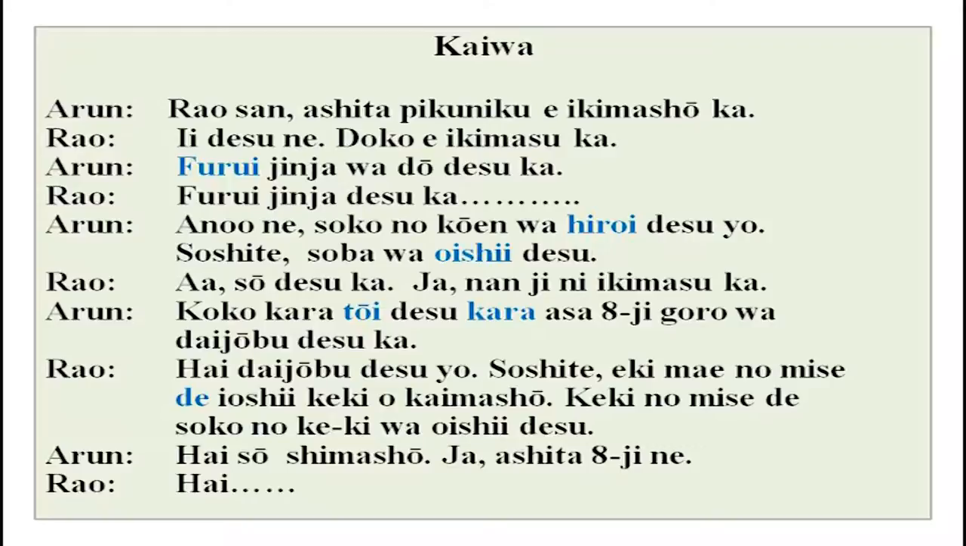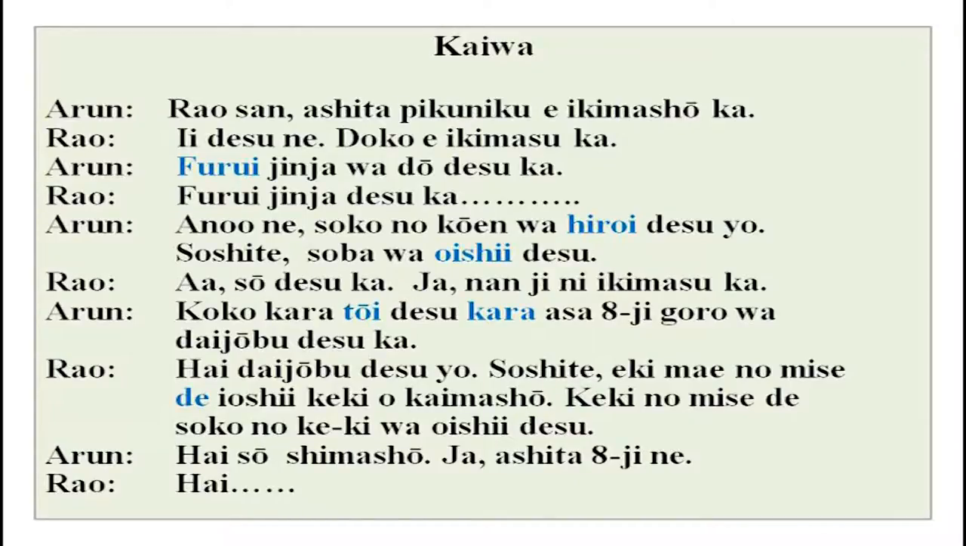Furui jinja wa dou desu ka? How about an old temple? Furui jinja desu ka? Why do you want to go to a furui jinja? Ano ne. If you remember, we did this expression, ano. Ano is when you are trying to tell about something, trying to attract someone's attention or trying to talk about something. Then you will use ano ne. Ano ne, soko no koen wa hiroi desu yo. It's very, very big and huge and spacious.